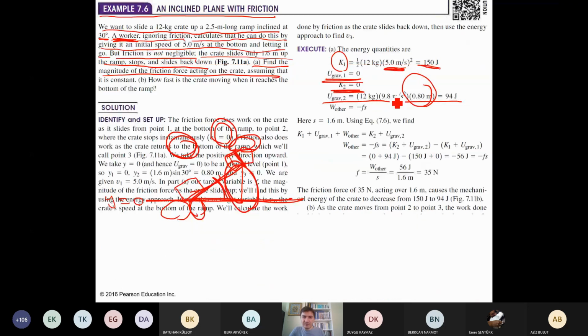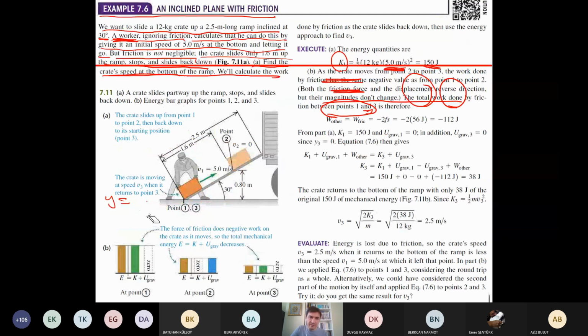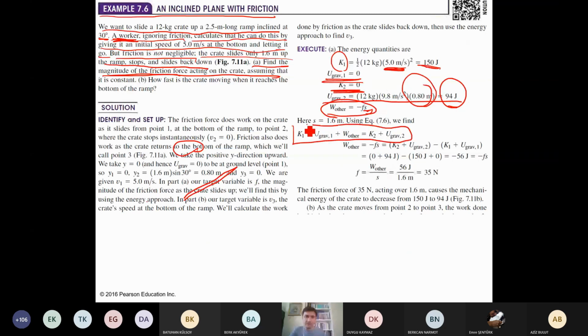So here we have V other. This is negative F times S. What is F? I don't know the F, but what about S? S is known. S is this one, displacement along this path, 1.6 meter, okay? So then just write the equation. K1 plus U gravitational 1 plus V other is equal to K2 plus U gravitational 2. Then take V other, which is equal to minus Fs, it is negative, don't forget. And then put all these things into this equation, then you can find this friction force 35 Newton, okay? Friction force is 35 Newton.